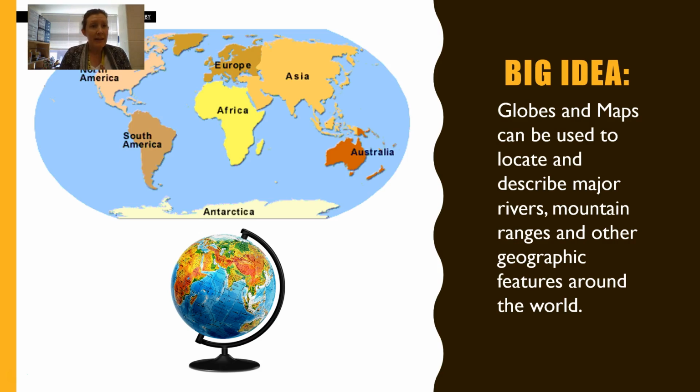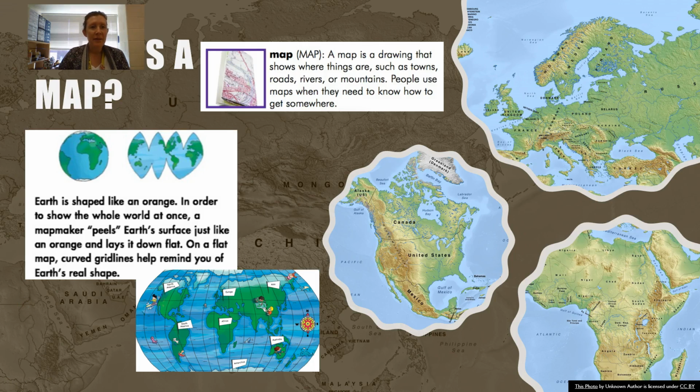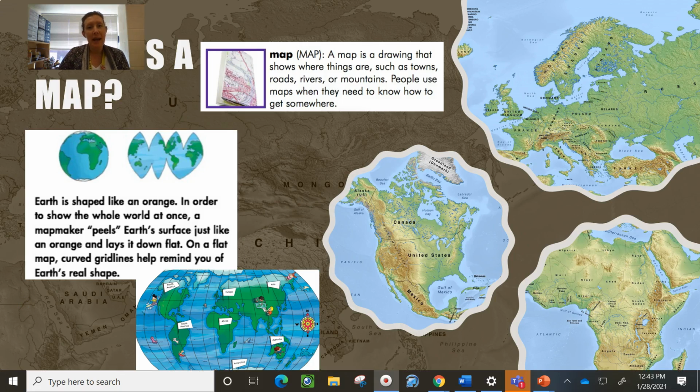And our big idea of this unit is how globes and maps can be used to locate and describe major rivers, mountain ranges, and other geographic features around the world. So first of all, what is a map?